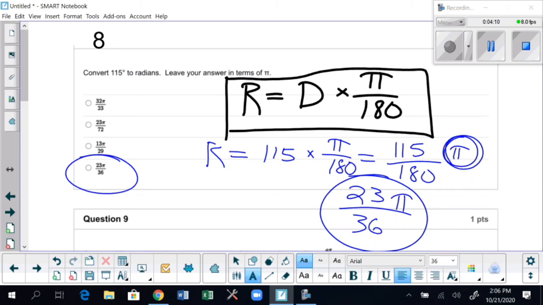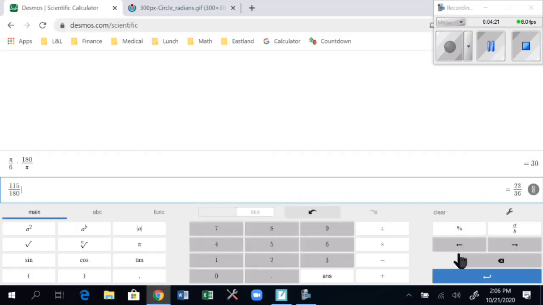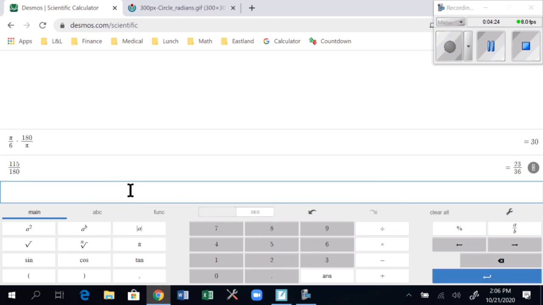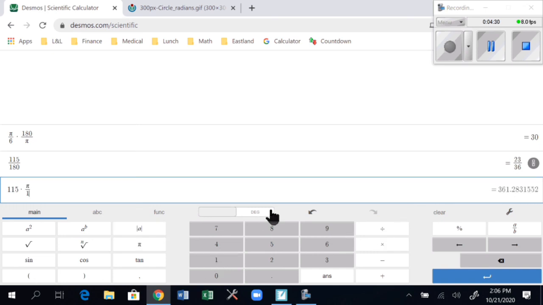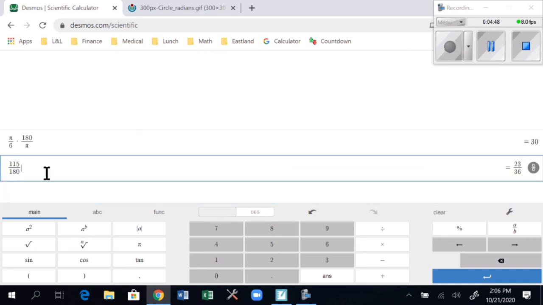And you know what? While we're here, I'm curious. One thing I don't believe Desmos will do, I don't think Desmos will let me type all of this in. Let me see what happens if I try. I don't believe this will work. If I tried to do 115 times pi over 180, I believe Desmos will just give me the answer as a decimal. It's approximately 2.007. Desmos is unable to convert this into a simplified fraction. So in a problem like this, we'd have to ask Desmos to simplify the 115 over 180 and then do the rest of the work ourselves.